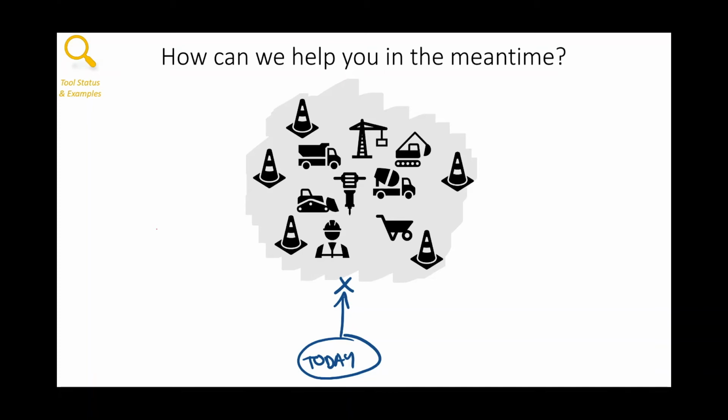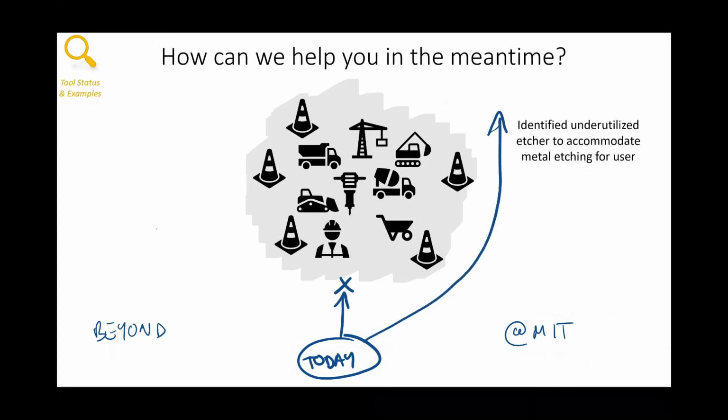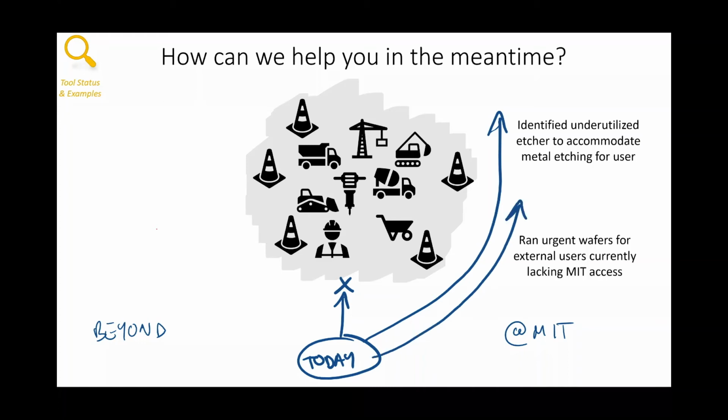And I want to give you 3 examples of this, and it's really tailored to a particular project. It's not generalizable as much, but for example, we can find solutions at MIT or beyond. At MIT, for example, we helped a user identify an underutilized etcher and move their work into that tool until, let's say, the Oxford 100 is up and running. We also did some for an external user, ran some wafers because they were lacking access to MIT, and it was a relatively simple step of coding and developing. Right, so that's something that we can do as well.